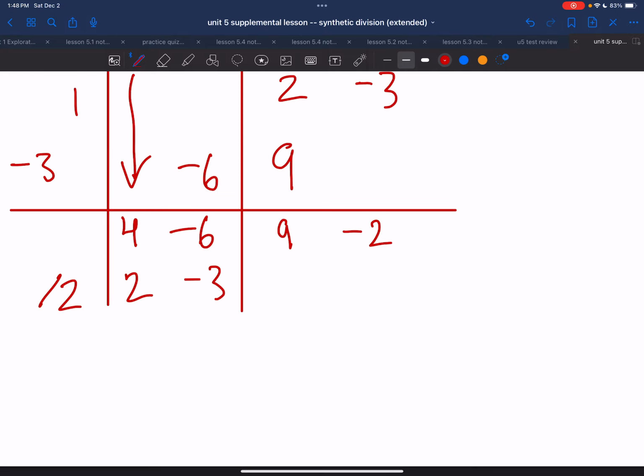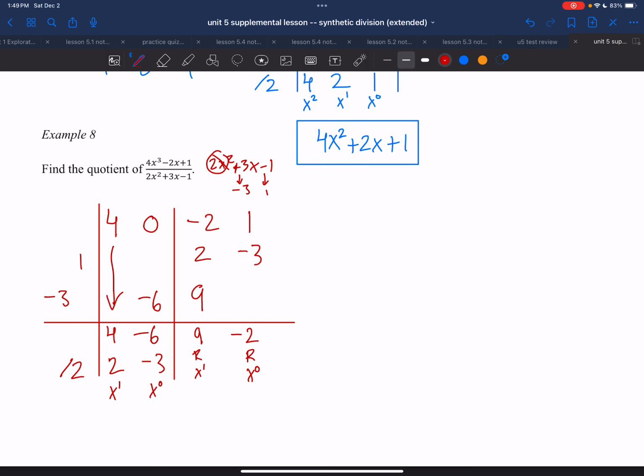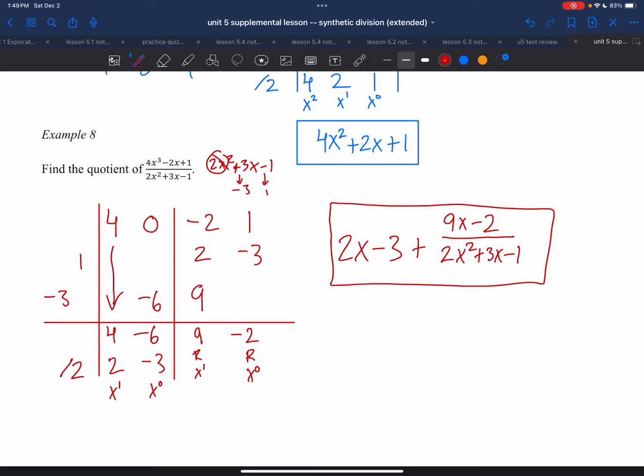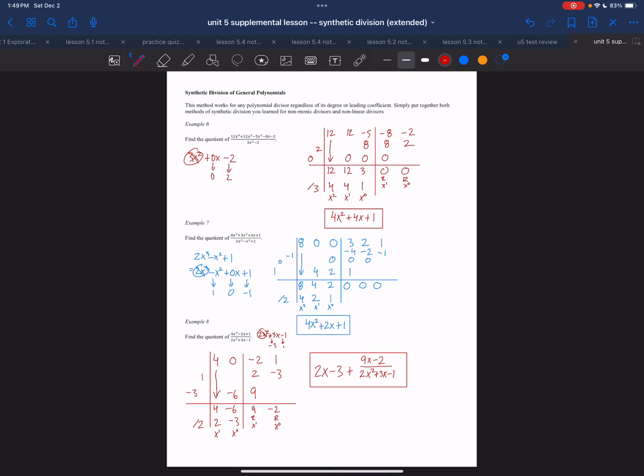And so to interpret this, this is the constant remainder. This is the linear remainder. And then this is the constant, and this is the linear. So the ending expression is 2x minus 3 plus 9x minus 2 over what you're dividing by, 2x squared plus 3x minus 1. And there you have it. That's it. That is how to do synthetic division no matter what.